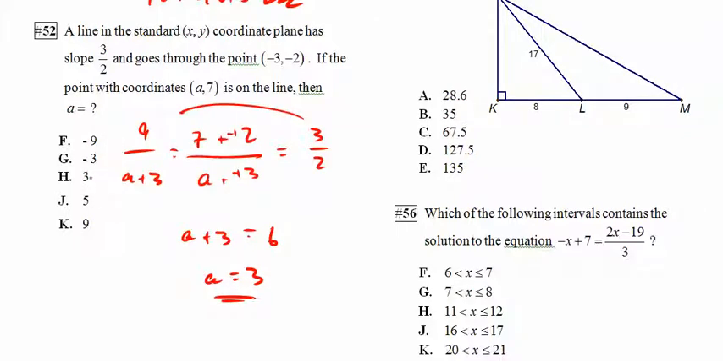And since I kind of shortcutted the problem, I'm going to look at it, make sure I did it right. I'm going to do a quick 7 minus negative 2 is 9. 3 minus negative 3 is 6. 9 over 6 is 3/2. Looks good.